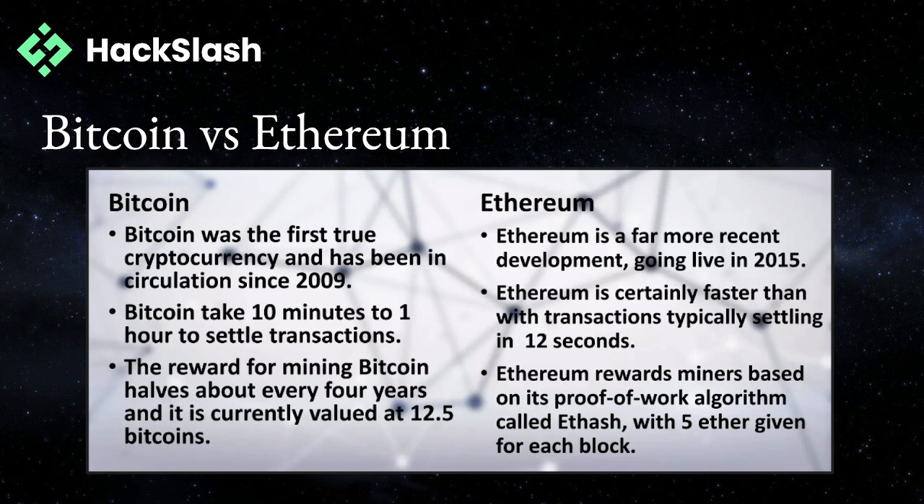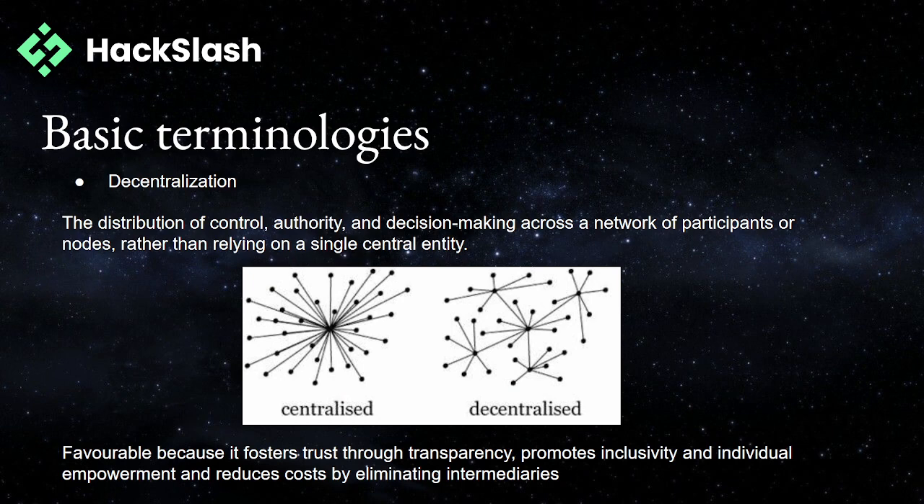The reward for mining Bitcoin halves about every 4 years, and it is currently valued at 12.5 Bitcoins. I would like to go into the mining part in the later part of our workshop. For now, we can just say that Bitcoin takes much more time than Ethereum for transactions to happen. When Ethereum started, it worked on a proof of work algorithm, but now it is working on a proof of stake algorithm. I will go into this mining part later in the workshop.